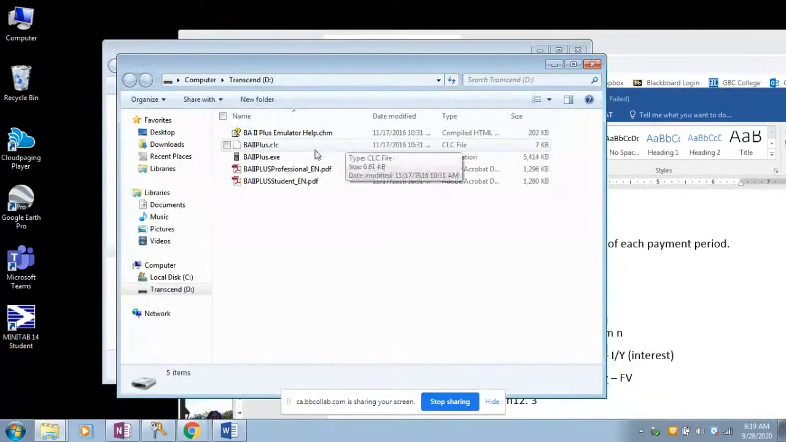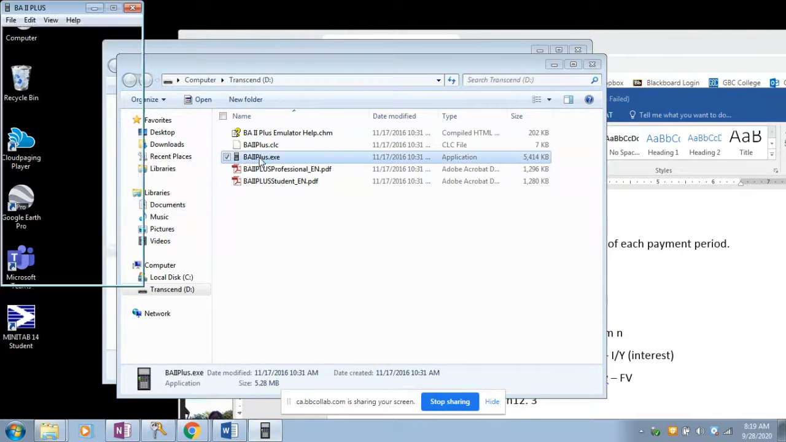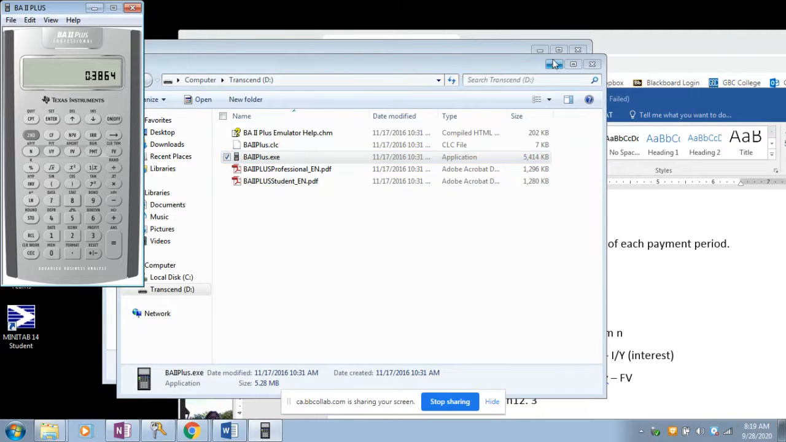Open folder to view. Okay. Here is my calculator. All right.